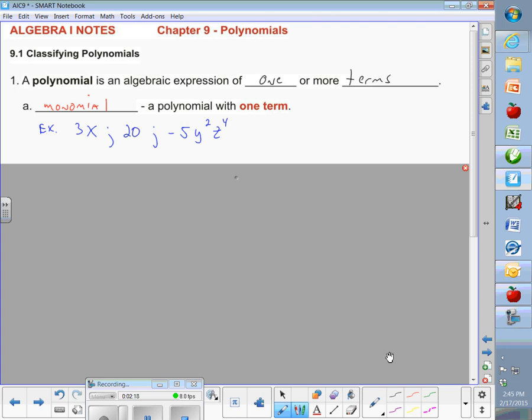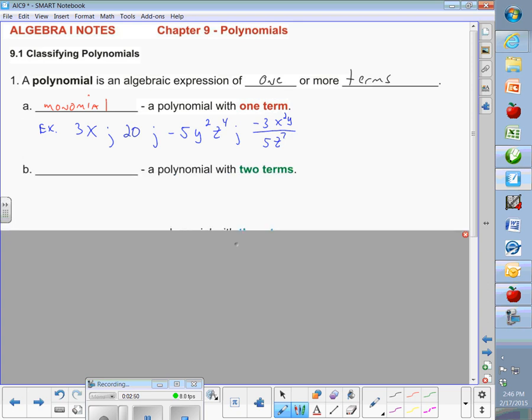Everything is being multiplied together. That's one thing. This is a negative 5 times a y squared times z fourth. That is one term. And you can even have a fraction. How about something like this? Negative 3x squared y divided by 5z to the seventh. That is one term. That's one monomial. It's all one term. Okay, all one term.